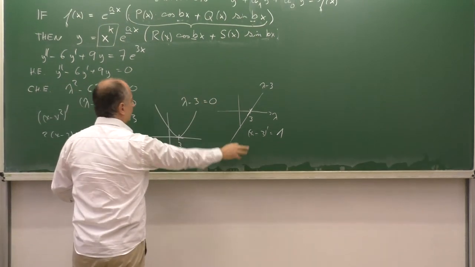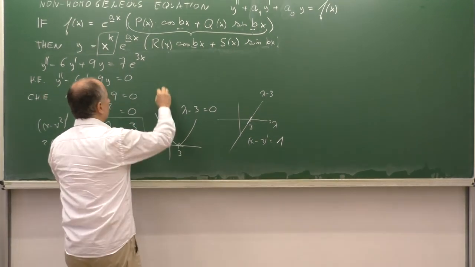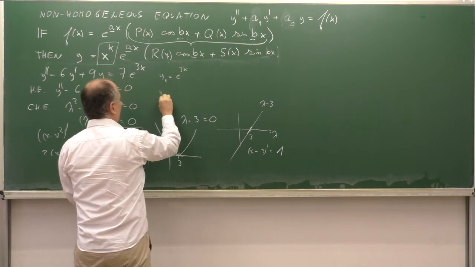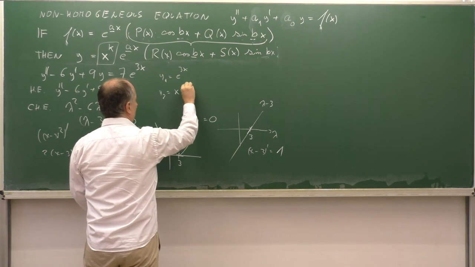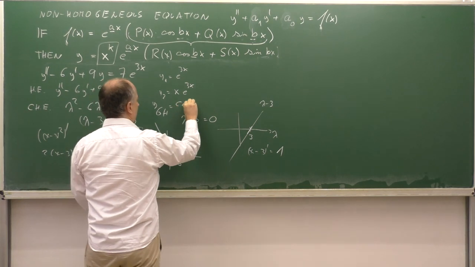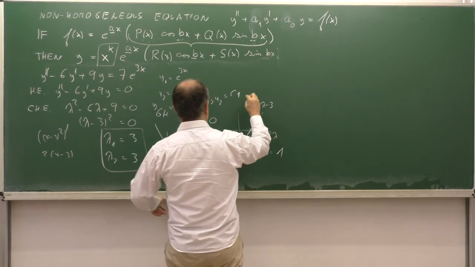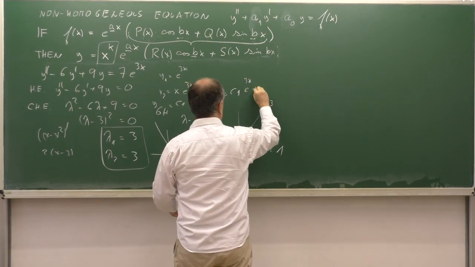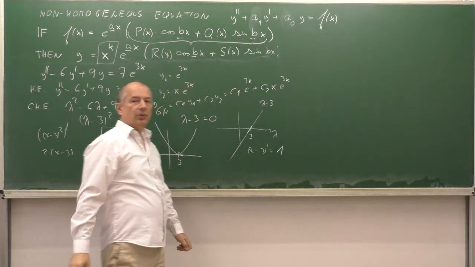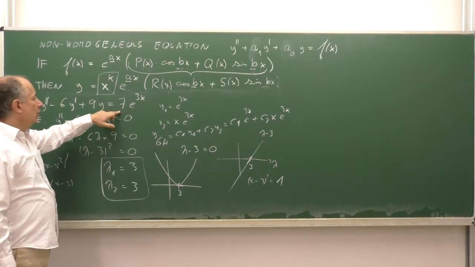Okay, so this is not important for us today, and we have these two roots that correspond to two functions. y1 is e to 3x, and y2 is x times e to 3x. So the general solution to this homogeneous equation is c1y1 plus c2y2, which is c1 e to 3x plus c2 times x times e to 3x. So that was for the homogeneous equation. And now let's have a look at the non-homogeneous equation.